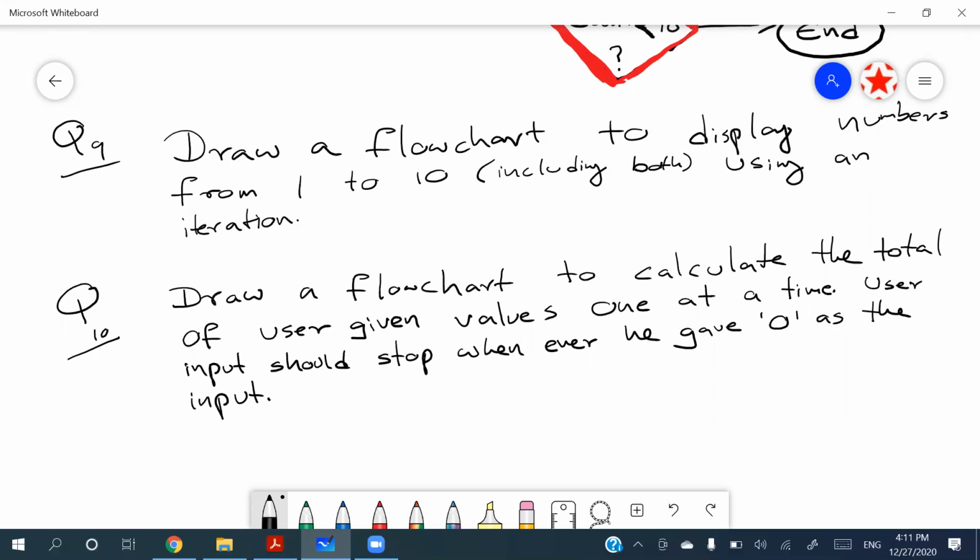Yes, Onetra. Yeah, Onetra, your one is correct, but be careful when you are displaying it to us because your count.